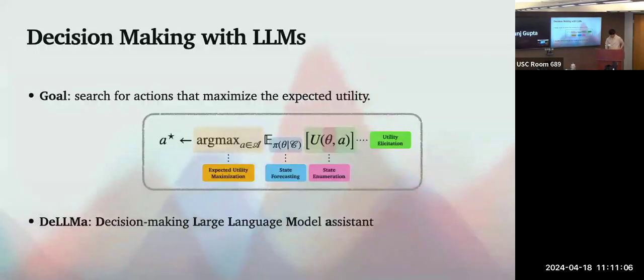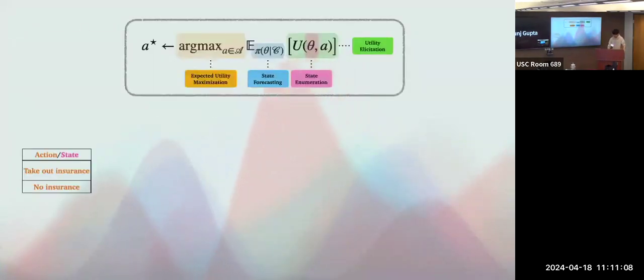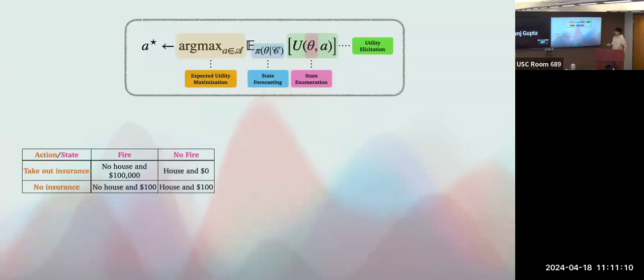Okay, cool. Just to give a concrete example, here we have a decision-making uncertainty problem where we have a future state.